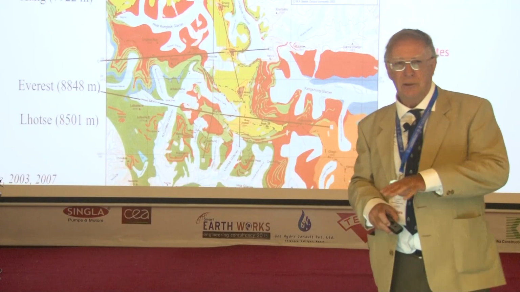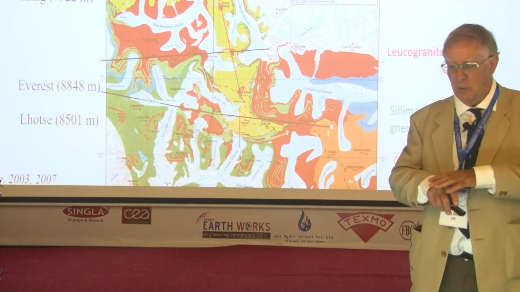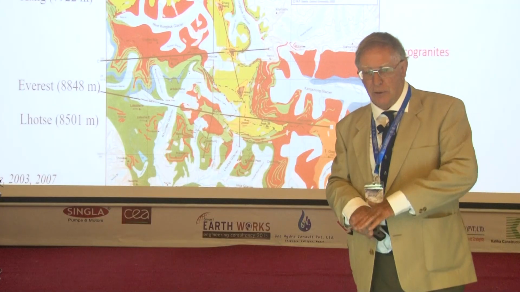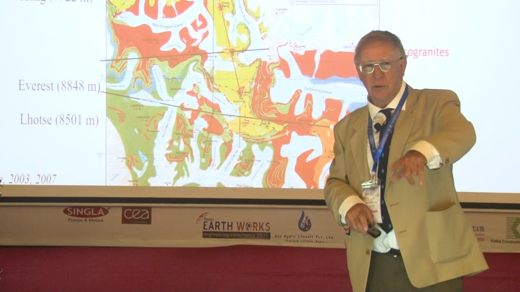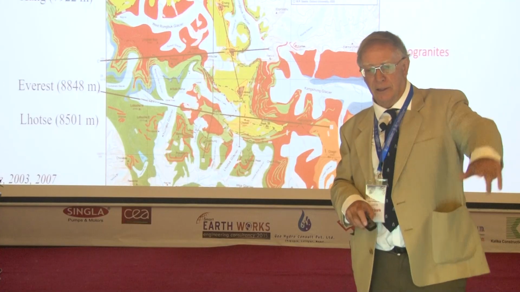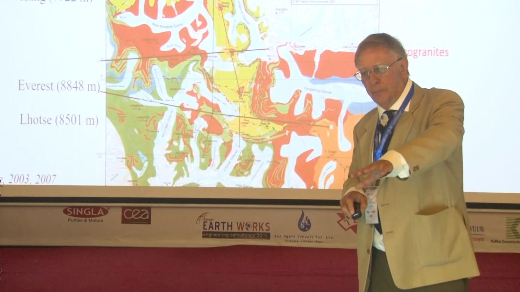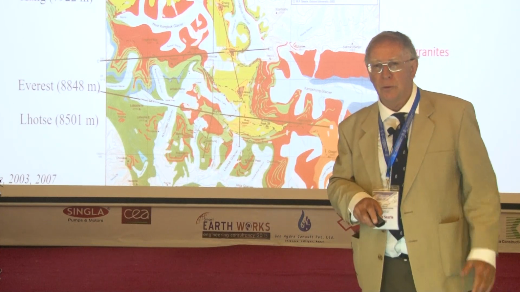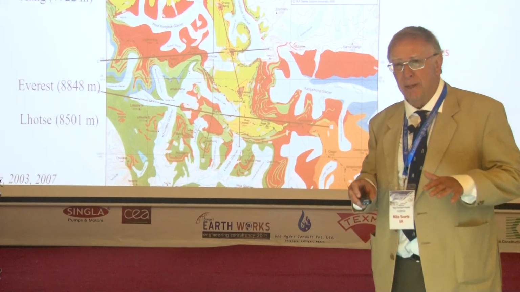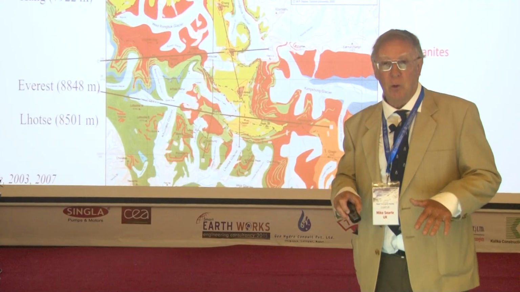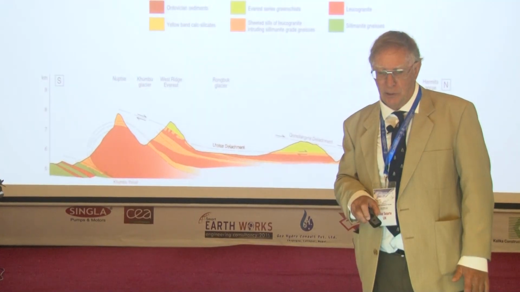The leucogranites, which make up the base of Everest, are all in red, and the South Tibetan Detachment follows the contours all the way down the Rongbuk Glacier until it dives off underneath the Tibetan Plateau. The brown rocks on the map in the north are the unmetamorphosed sedimentary rocks at the base of the Tethyan sequence.